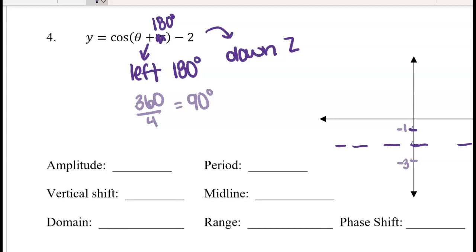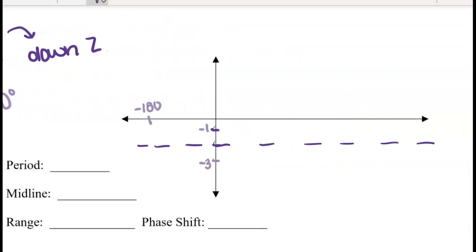Moving to the left 180, so instead of starting my graph at 0, I'm starting my graph at -180. And I'll just write the points above just because it'll give us more space. There has to be 90 degrees between each point. So plus 90 is -90. Plus 90 takes me to 0. Plus 90 takes me to 90, 180, 270, 360. Now, how do I know when I have 2 periods?